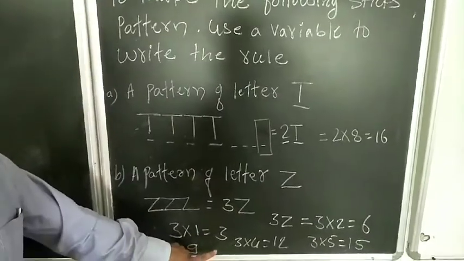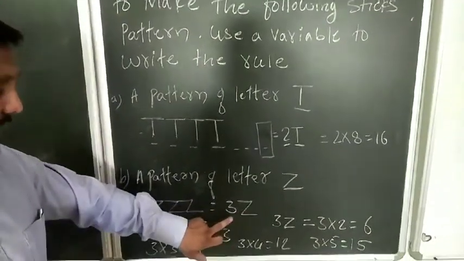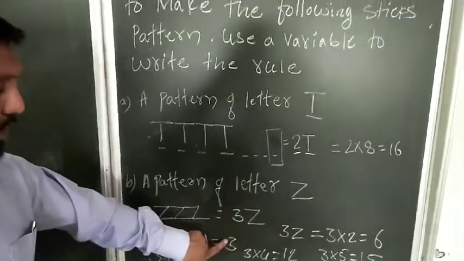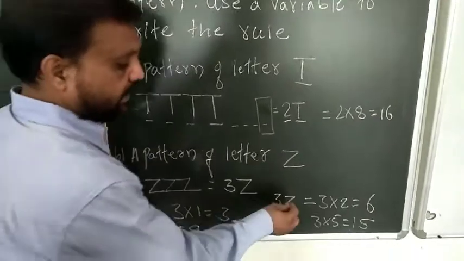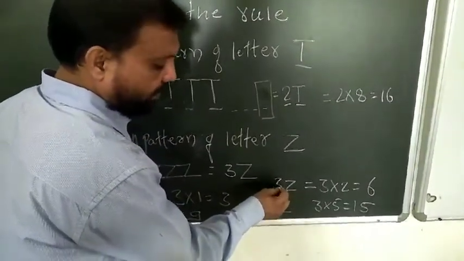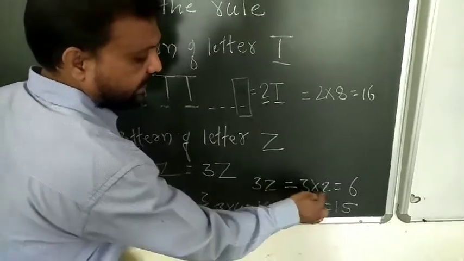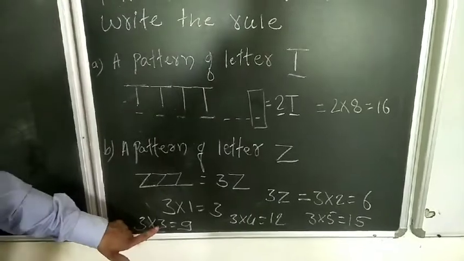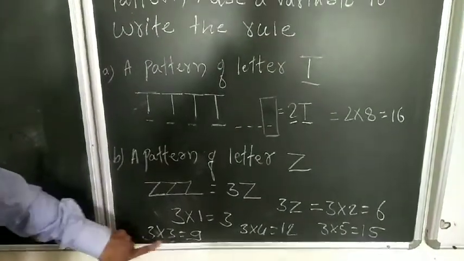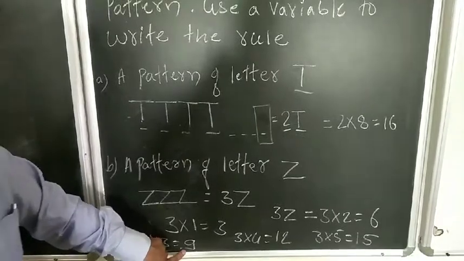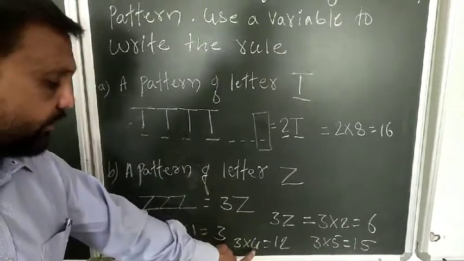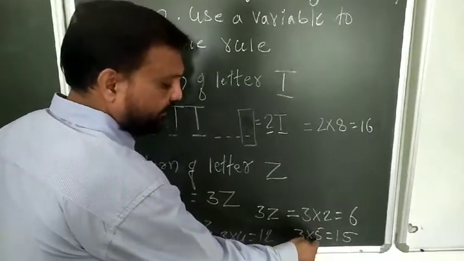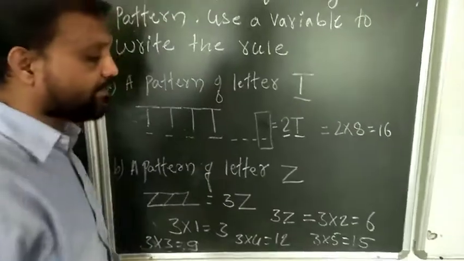So this is a rule. For 1 Z we require 3 matchsticks. So 1 replaces Z: 3 multiplied by 1 is equal to 3. If I want to make 2 Zs, what is the rule? 3Z. So in the place of Z I write 2 because I want 2 Zs. 3 multiplied by 2 is 6. If I want 3 Zs, I take 3 in the place of Z. 3 threes are 9. So 9 sticks are required to make 3 Zs. If I want 4 Zs, I write 4 in the place of Z. 3 fours are 12. If I want 5 Zs, I write 5. 3 fives are 15. So in this way we can complete the rule.